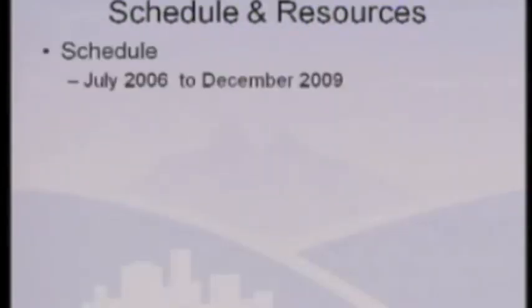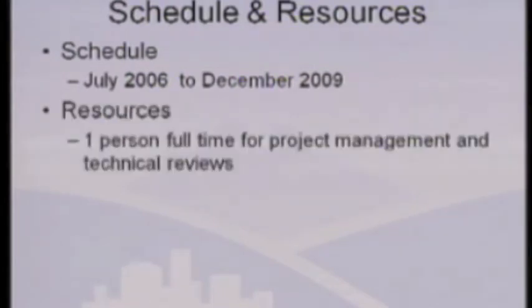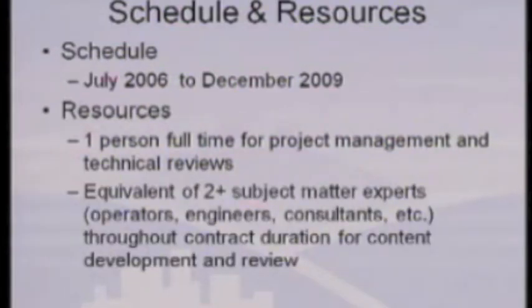Schedule and resources. Our project for the training and procedures side of things was basically started in July 2006 and went to December 2009. Resources, I can't stress enough, having adequate resources is critical, not just having a project manager, but you need to have your subject matter experts. Now I say the equivalent of 2+, that is not the same people. That's probably maybe 40 different people at various stages throughout the project, but at any given time we needed about 2 people working on the project.